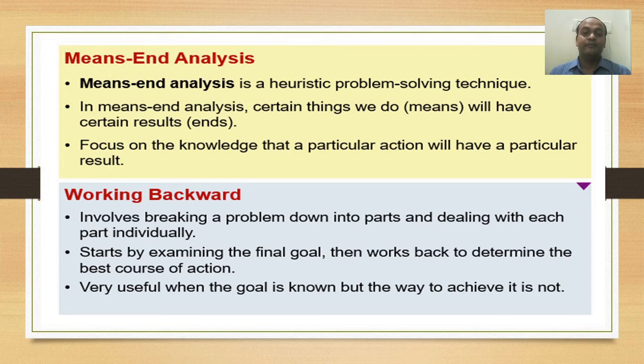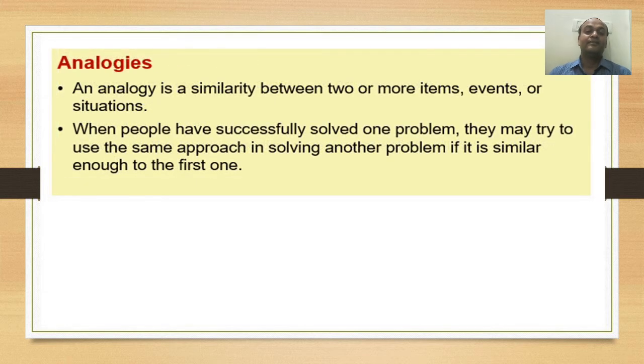Right? In the same way, if we are able to work backward with the present situation, what it led to, what has happened, and how it occurred, if we are able to analyze things smartly by examining the final goal, then working back to determine the best course of action is taken as working backward. Many times we use this in our day-to-day life. Right. Next comes the last thing, that is analogies. Analogies are a similarity between two or more items, events or situations.